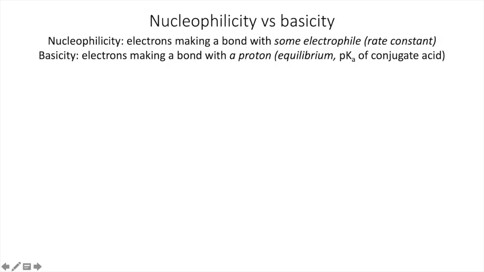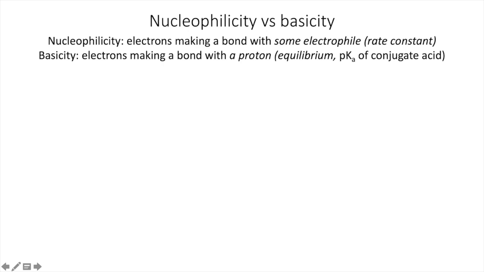What makes a good nucleophile? Nucleophilicity is about electrons making a bond with some electrophile, some atom, usually a carbon atom. And when we talk about comparing nucleophilicities, we're usually talking about comparing rate constants, so which nucleophiles will react faster than others. In some ways, you can think of basicity as kind of a subset of nucleophilicity.